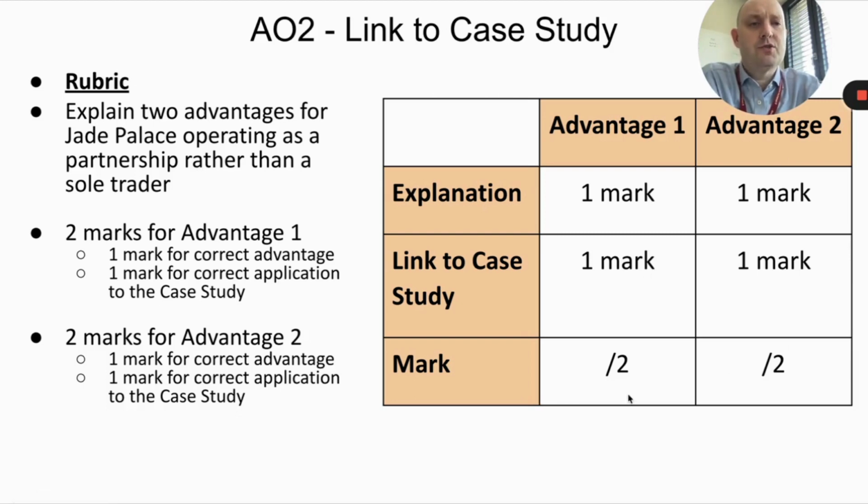So you're going to get 2 marks for advantage 1, 2 marks for advantage 2. If you look horizontally, there's also 2 marks for the explanation. These are your AO1 skills, your knowledge, and there's 2 marks for linking it to the case study.